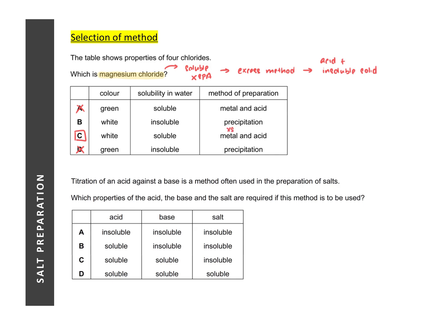In the bottom question, we are looking at the method of titration. So for titration, if you can recall, titration is for the preparation of soluble spar salts. So the salt that you are preparing must be soluble, and immediately we would know that D is the correct answer.